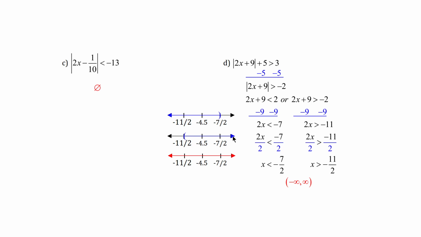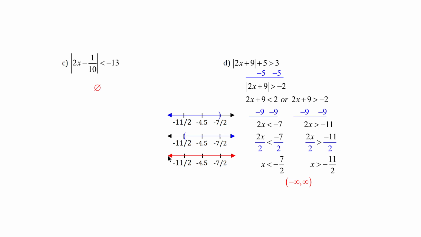Next, we need to find the union between these two graphs. So we need to combine everything from both of these graphs onto another graph. So on my third graph, I've marked off the same numbers, negative 11 over 2, negative 4.5, and negative 7 over 2. We end up using every single number on the number line. So on my third graph, we highlight the entire number line.